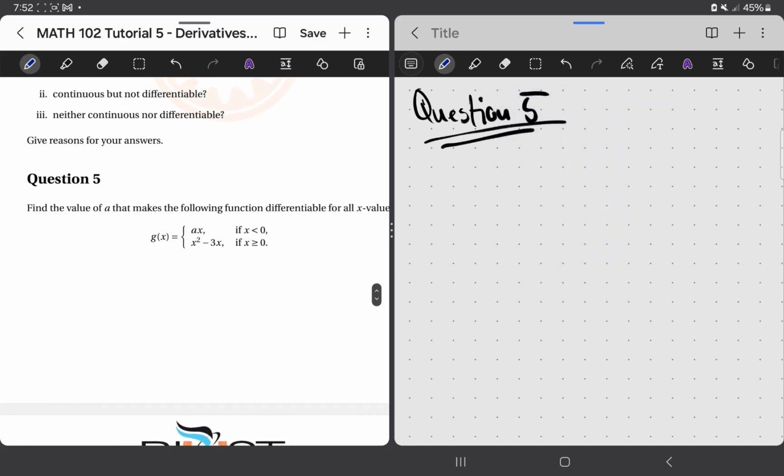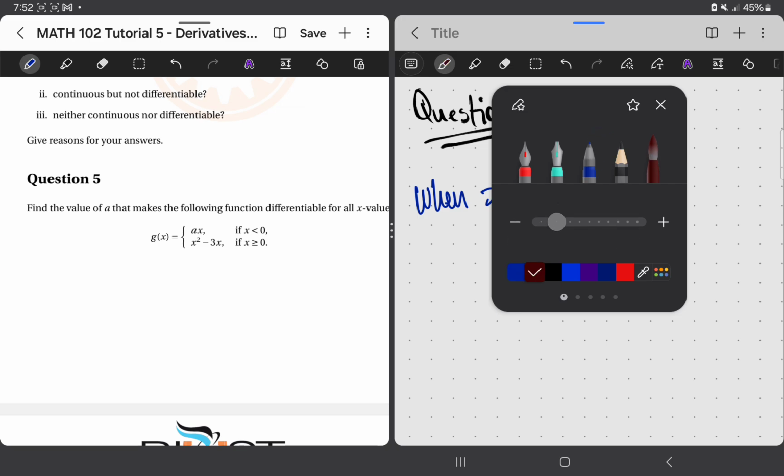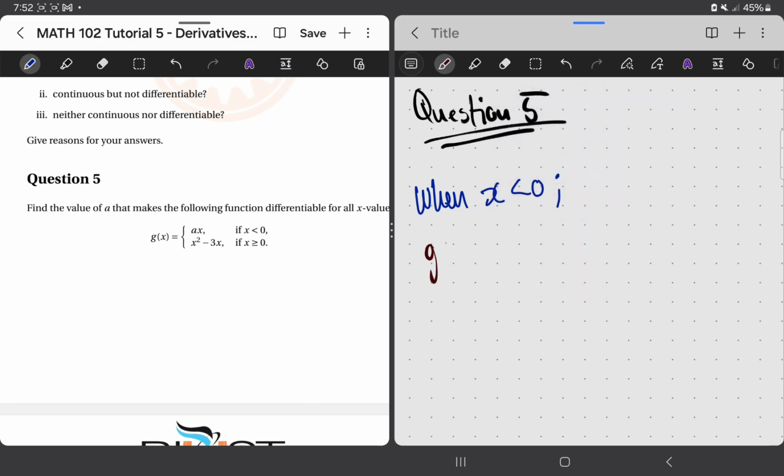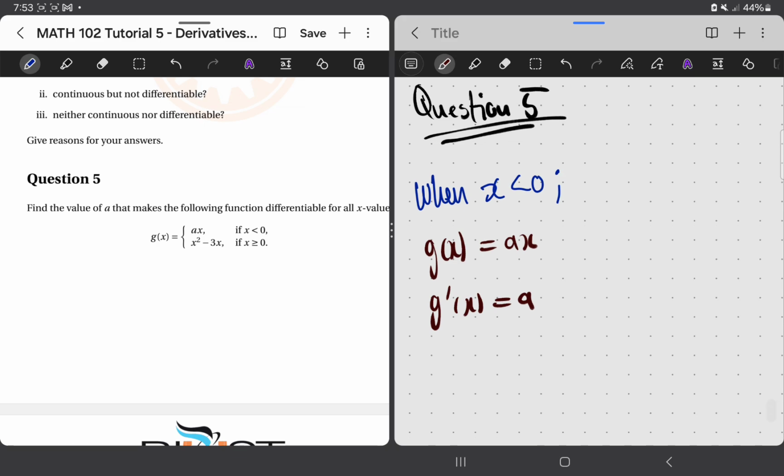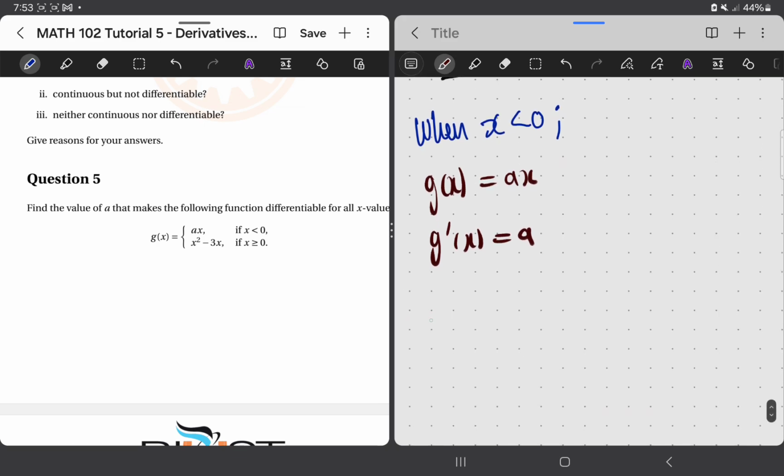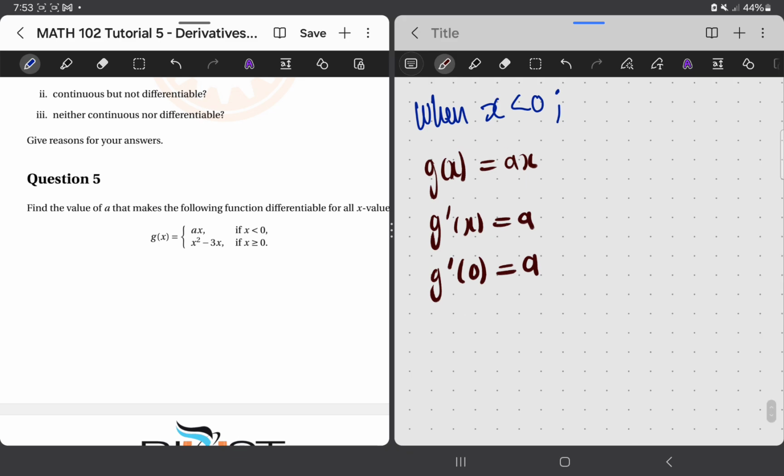So we say when x is less than 0, then our g of x is going to be equal to ax, which means that g dash of x, the first derivative, is just going to be equal to a. Then now we can say that the first derivative at 0 is going to be equal to a as well, because there is no x, so that's what happens.